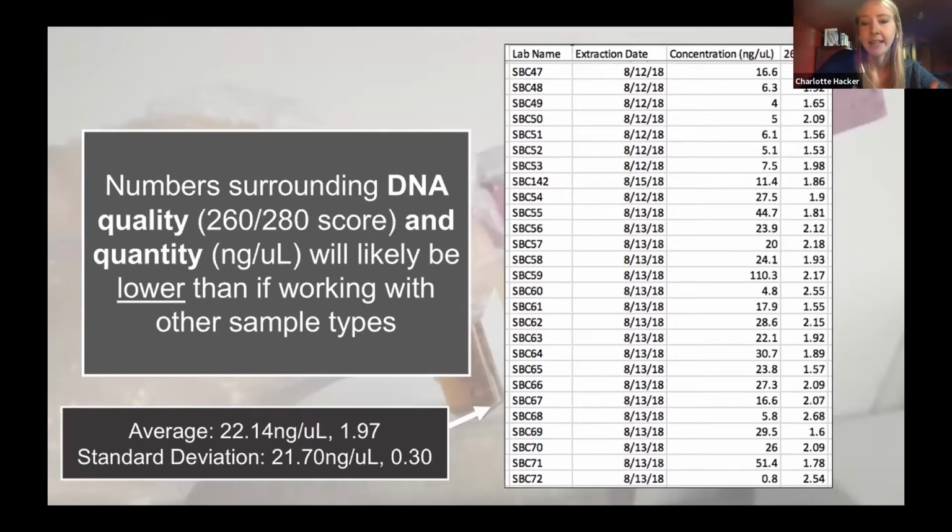Anything that I get that's between 1.8 and 2, I would consider high quality DNA. But you can see on this chart that you're going to see numbers that vary back and forth, and you're also going to see concentrations that range wildly. Towards the middle there, I have one that's 110, and towards the bottom, I've got a concentration of 0.8. So presumably having that lower quantity is going to be difficult to work with.